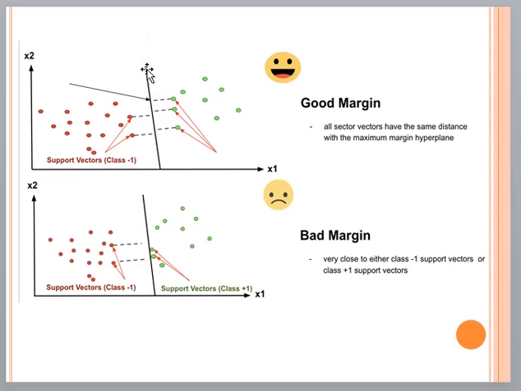So we have the hyperplane here, and I can see that this distance and this distance and this distance and this distance is almost the same from the hyperplane itself. So this can be considered as a good margin.